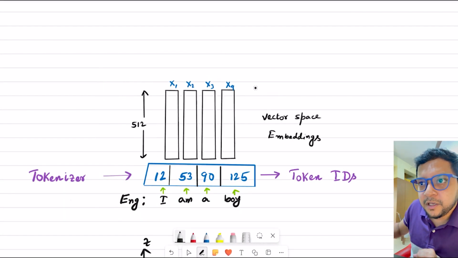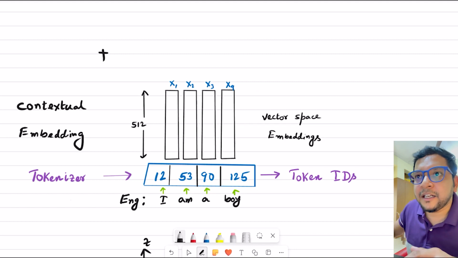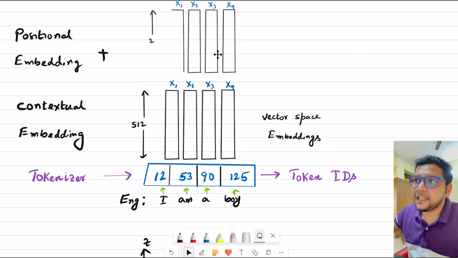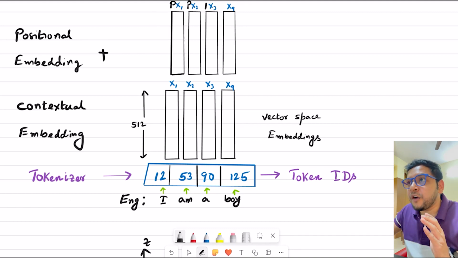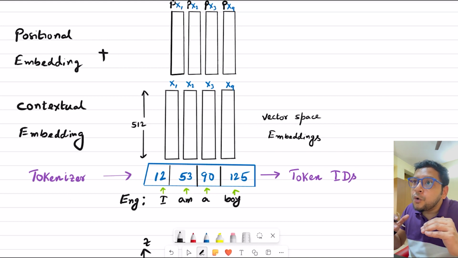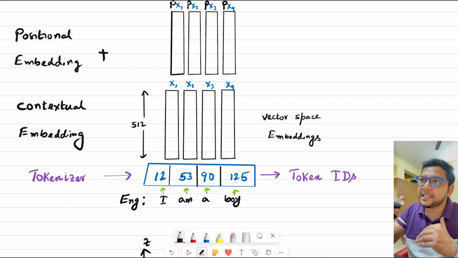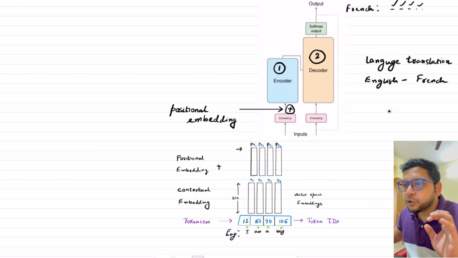So coming back to this figure, this is contextual embedding. And on top of it, we are adding another set of vectors which is for positional embedding. Here I have drawn another set of vectors which I have represented as P of x1, P of x2, P of x3, P of x4 to mention them as positional vectors. Thus the contextual embeddings and the positional embeddings, these 2 vector spaces are being taken as an input to the encoder of the transformer. So let me iterate.